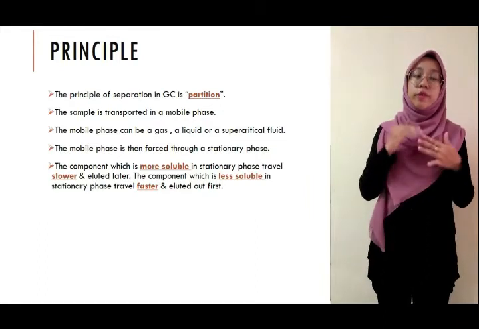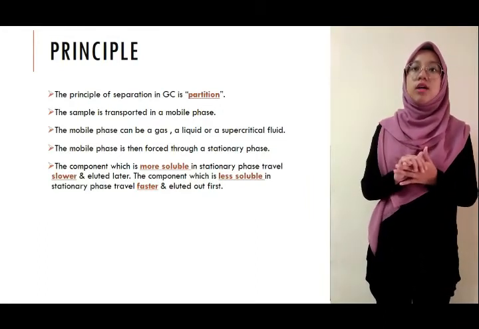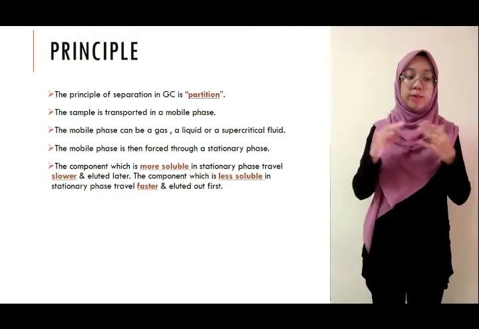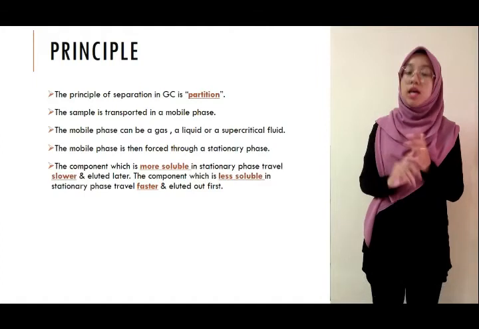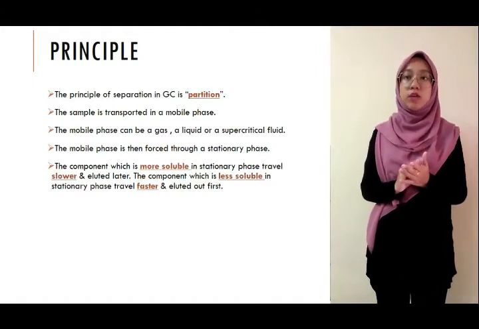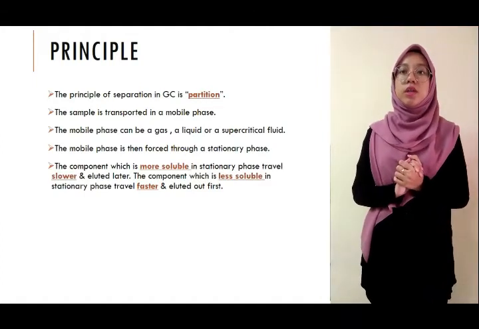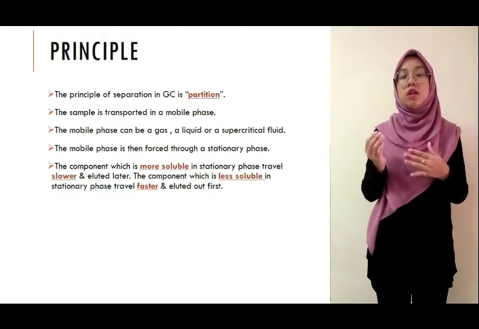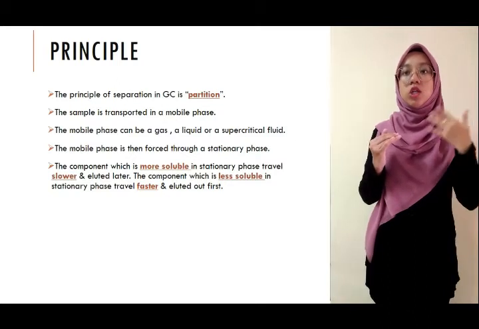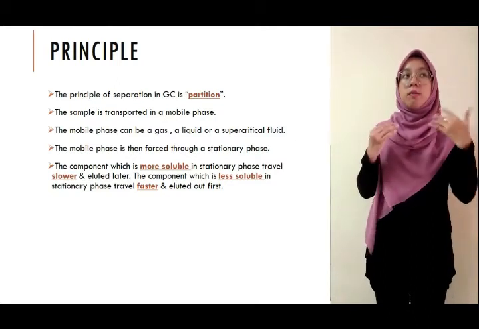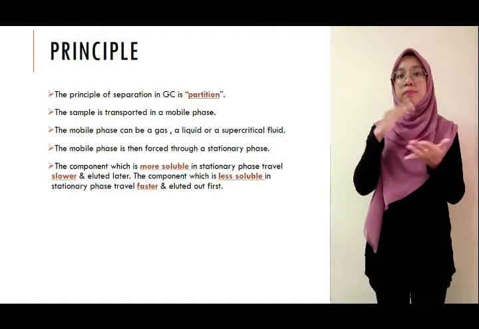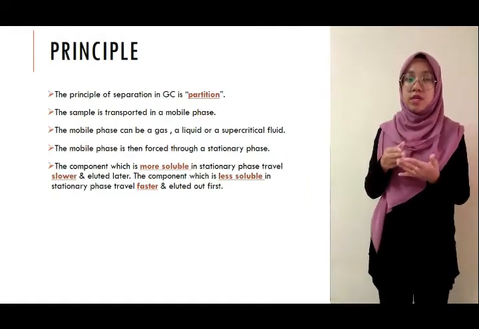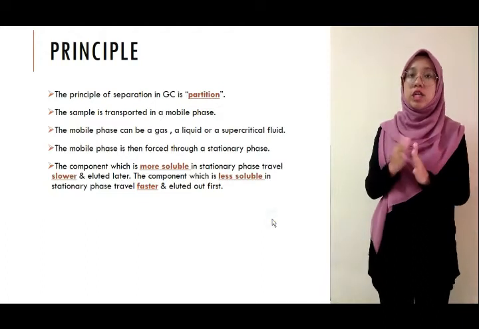So the principle of separation in GC is partition. The sample is transported in the mobile phase. The mobile phase can be a gas, a liquid, or a supercritical fluid. The component which is more soluble in the stationary phase travels slower and elutes later, while the compound which is less soluble in the stationary phase travels faster and elutes out first.